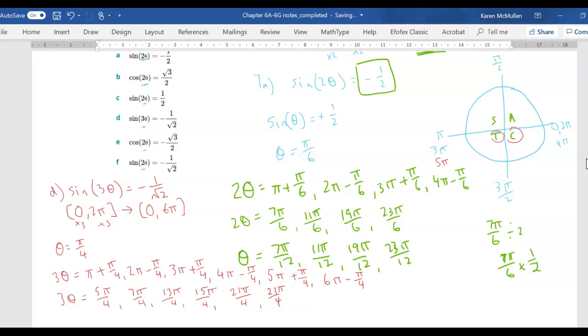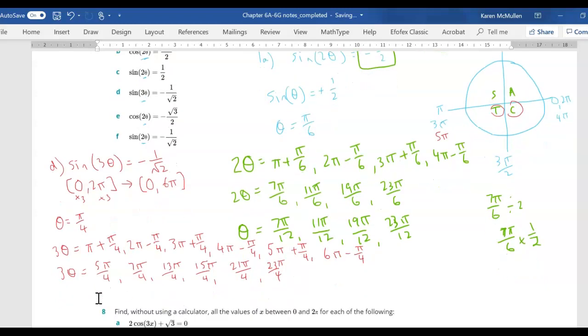Pi. Okay, so this time we've got to get rid of the 3, so we're dividing everything by 3, that's the same as multiplying by 1/3. So our denominators are now changing to 4 times 3, which is 12. So we're going to go from 5 pi on 12, 7 pi on 12, 13 pi on 12, 15 pi on 12, 21 pi on 12, and 23 pi on 12.